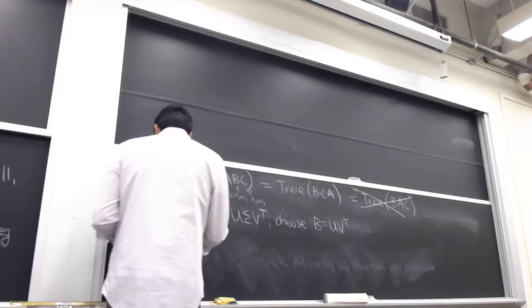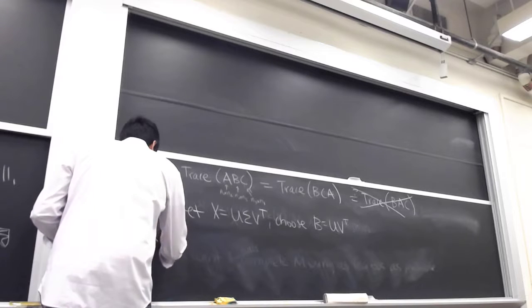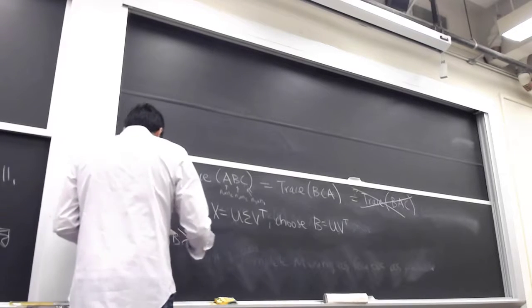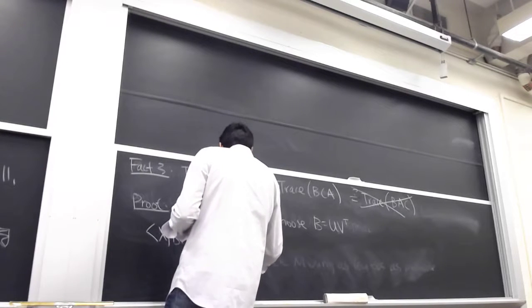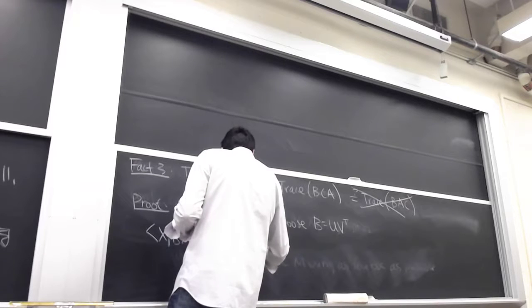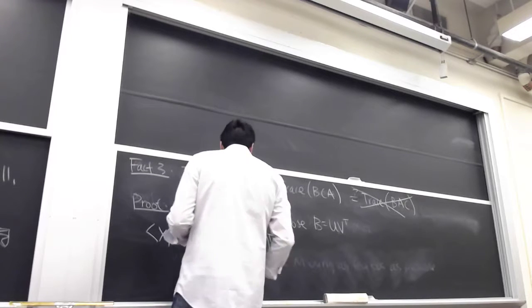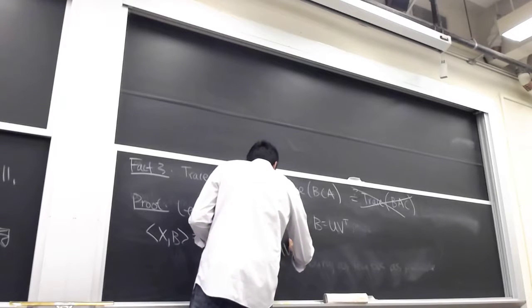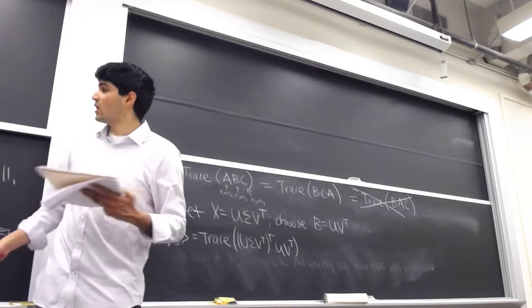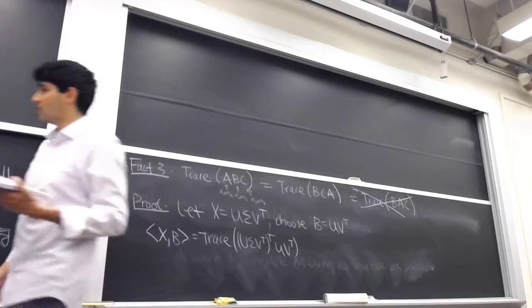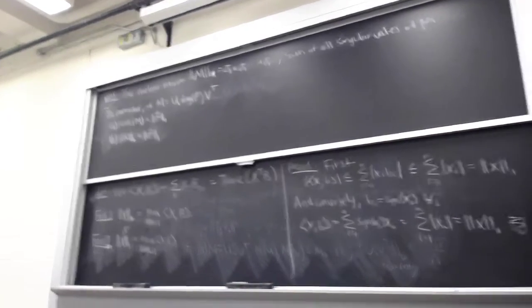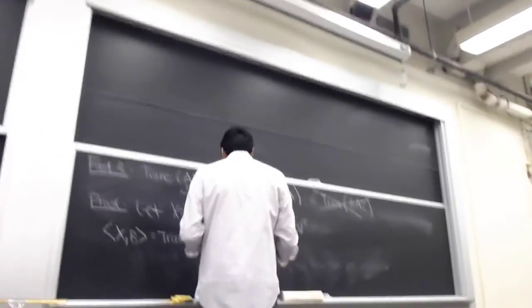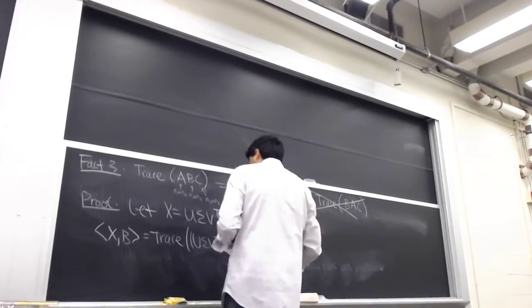So now we can just write out that the inner product between X and B is the same thing as the trace of (U sigma V transpose) transpose times U V transpose. That's just using the equivalent definition we have of this inner product. It's just the trace of X transpose times B, and we get explicitly this. Now we expand out what the transpose is.